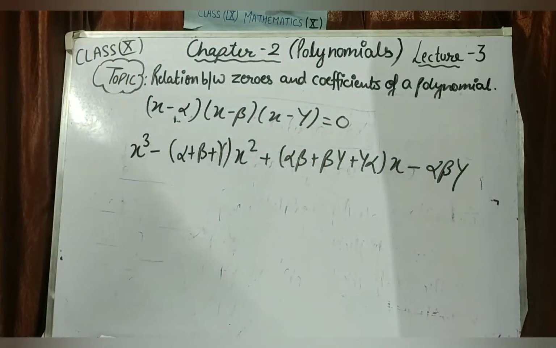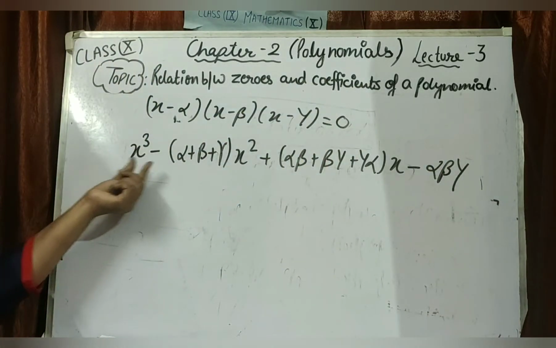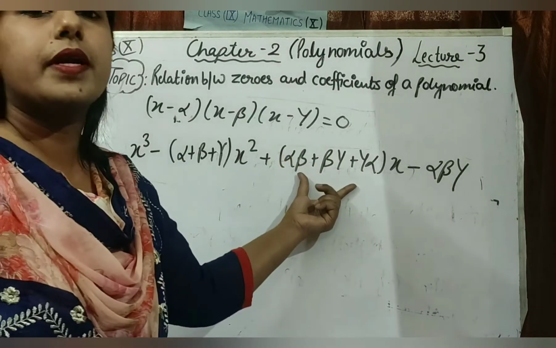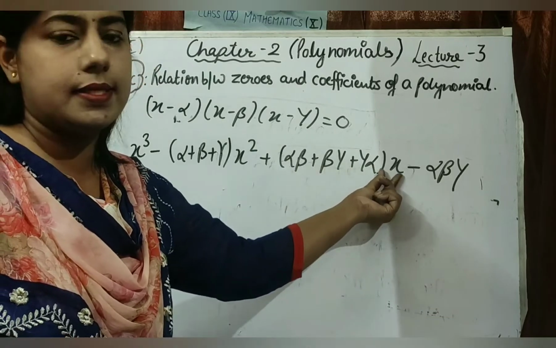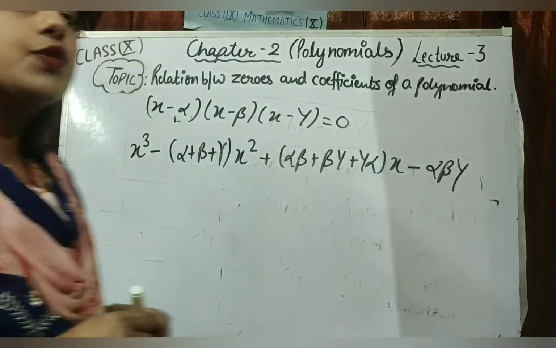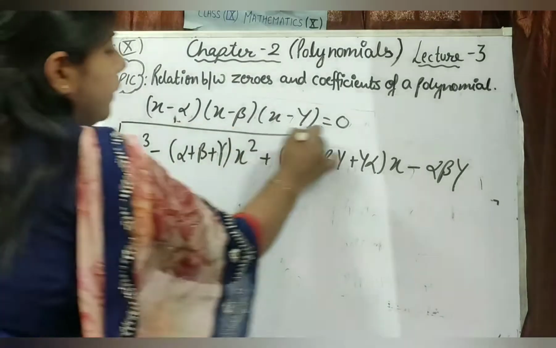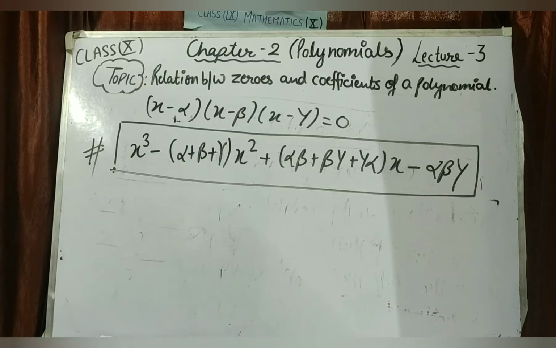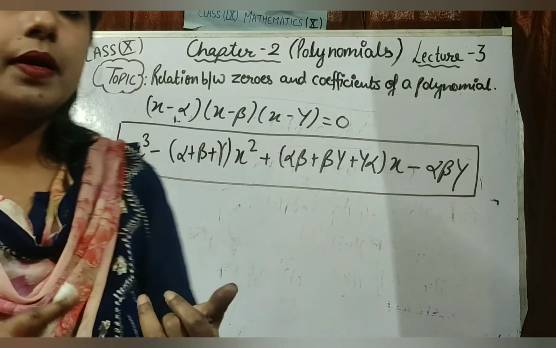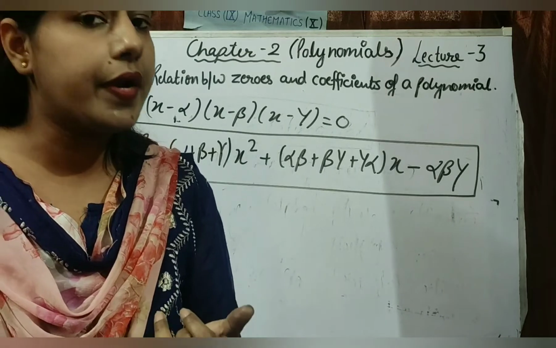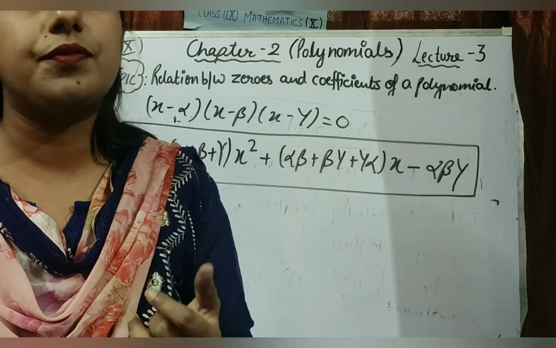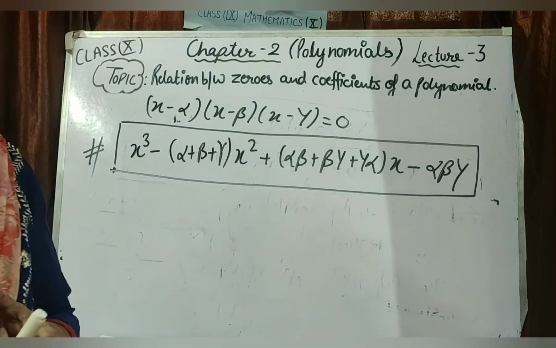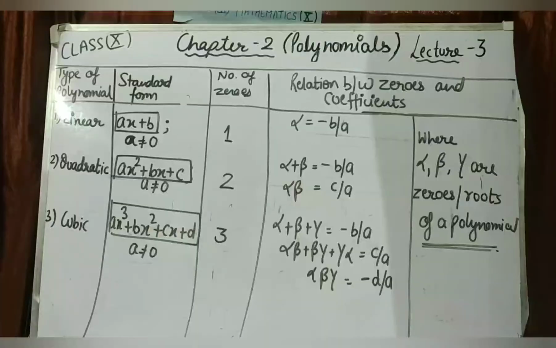So here what you are observing is x cube minus the sum of the zeros into x square, plus the sum of the products of two consecutive zeros into x, minus the product of zeros. At last we can directly put the values of alpha, beta, gamma in this polynomial. In this manner we can write a linear, quadratic and a cubic polynomial when alpha, beta, gamma are the zeros of these polynomials.